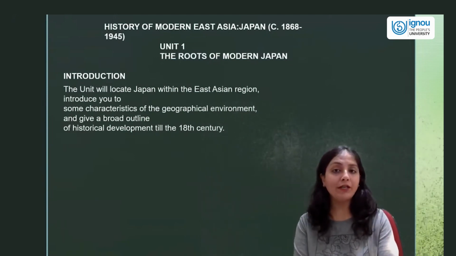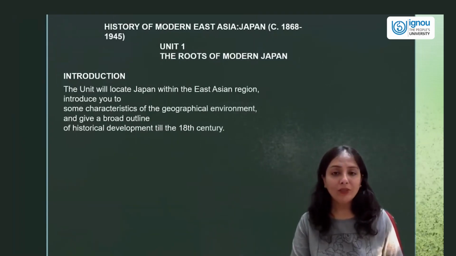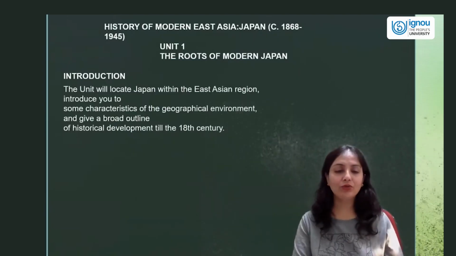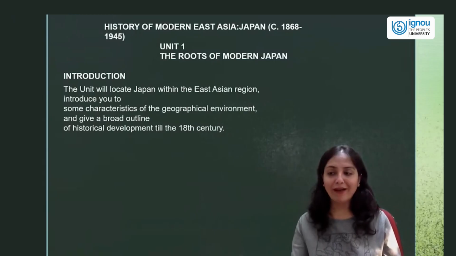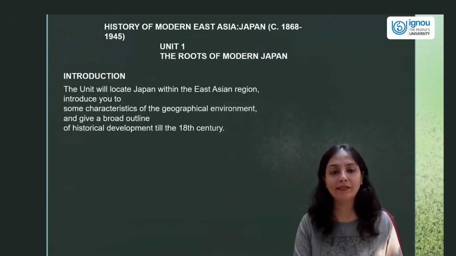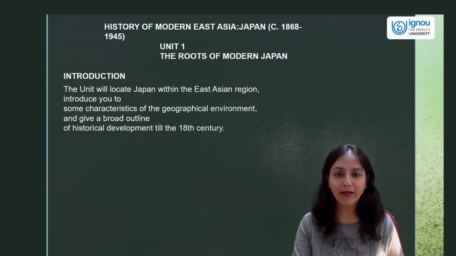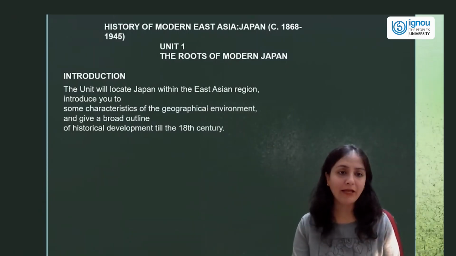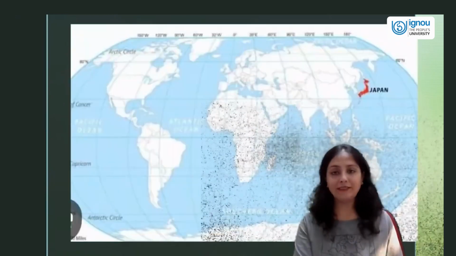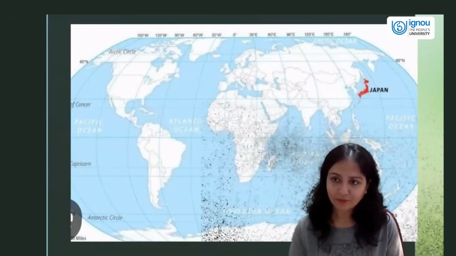Means we are going to study about the roots, and this unit will locate Japan within the East Asian region, introduce you to some characteristics of the geographical environment, and give a broad outline of historical developments till the 18th century. And we are going to study about Japan and its geographical environment and so many characteristics which we will cover in this class.